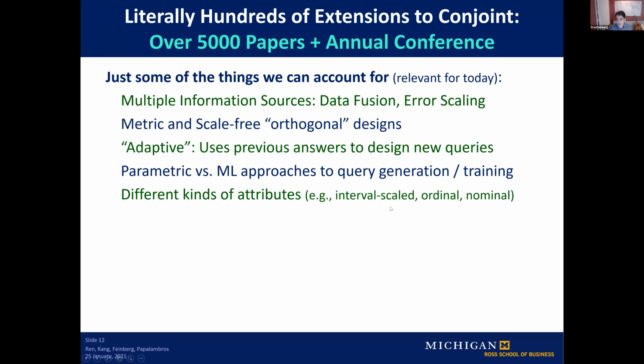There's also different kinds of attributes. Some are interval scale, they're nice and smooth. Some are ordinal, like price. Most people like to pay a lower price than a higher price. And some are nominal, things like color, or do you want a sedan or an SUV? We need to be able to handle all of those.